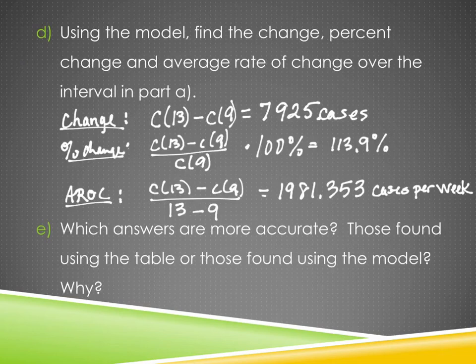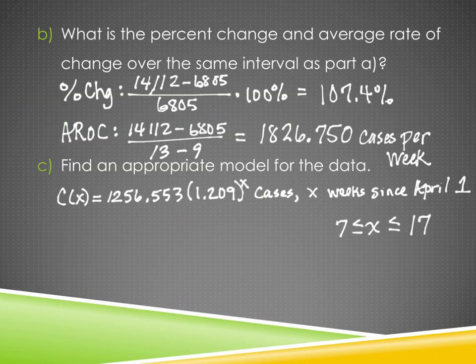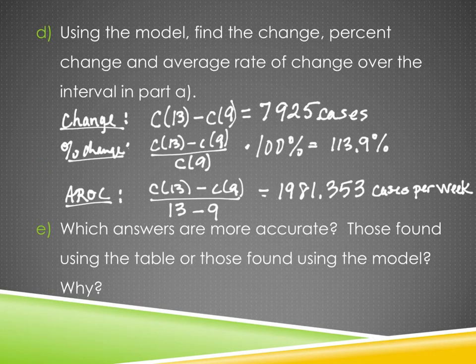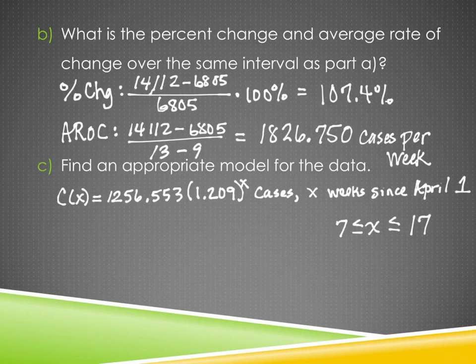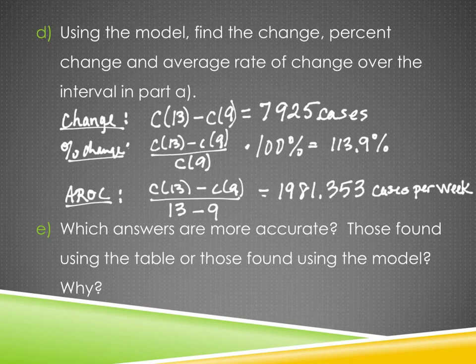Oops, I hit the wrong button. On B, we had a percent change. I'm sorry, it was A and D, not C. B, we had percent change of 107%. On D, it's 113, 114%. That's pretty close. And on C, our average caseload was 1826, and on D, it's 1981. Okay, so they're a little off, but they're in the ballpark, right? I'm not off by huge, massive amounts of numbers.